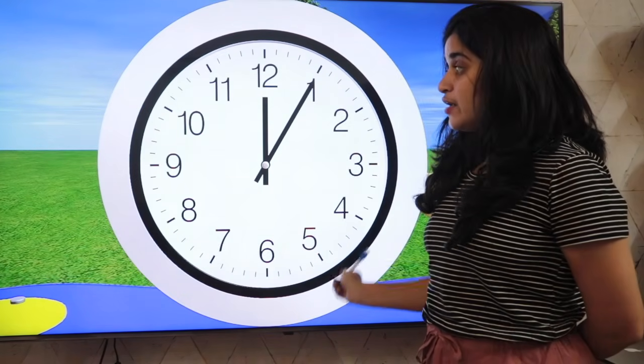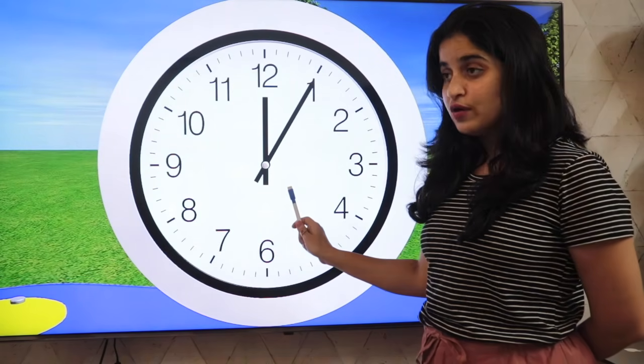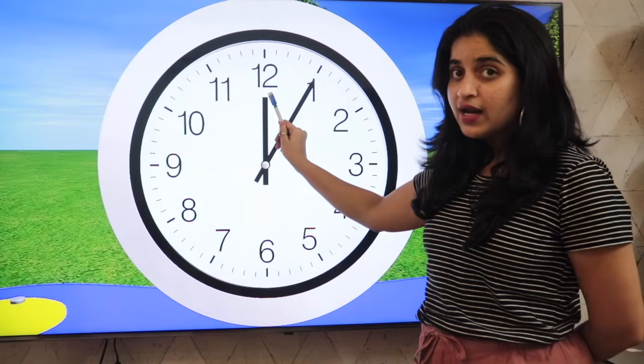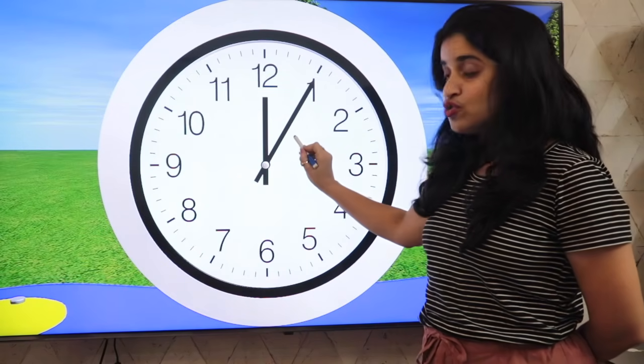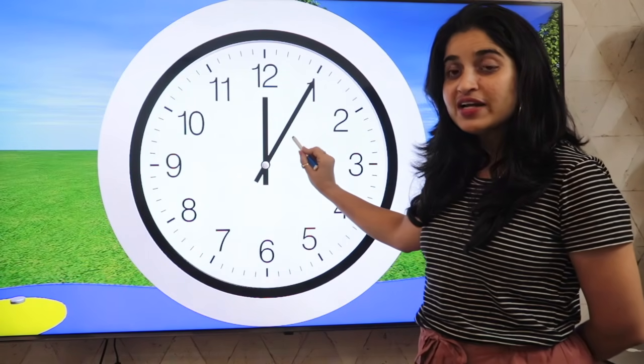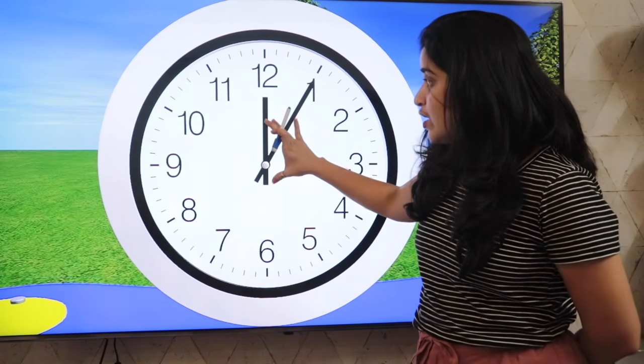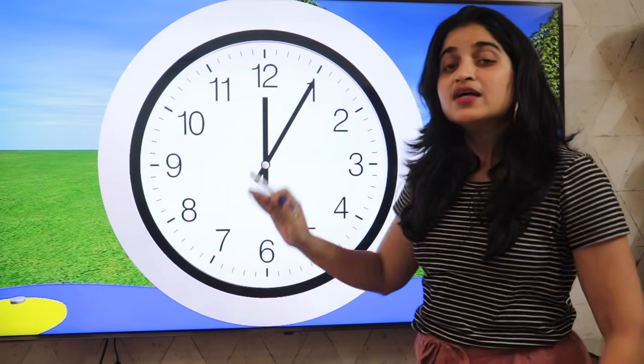This is an analog clock. On the analog clock we have numbers running from 1 to 12. And can you see these two pointers on the clock, children? These are called hands. We can see a small hand and a big hand. The small hand is called hours hand and the big hand is called minutes hand.